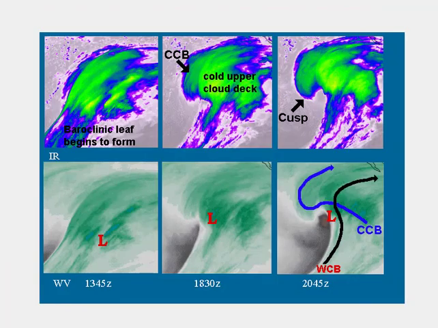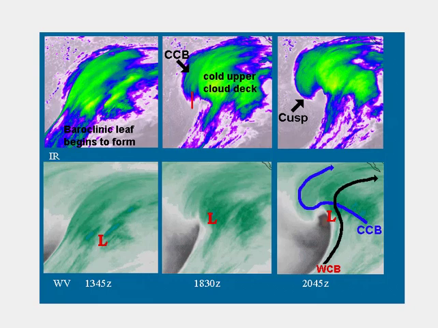So the takeaway points here for the conceptual model discussion is that we want to look for the development of the baroclinic leaf, realizing that the surface low is out here somewhere near the eastern edge of the wide frontal cloud band. We want to look for the appearance of the cold conveyor belt. Sometimes, depending on the color table that you're using, it may be a little hard to see, but when you're looking for it in a loop, you can clearly see it.